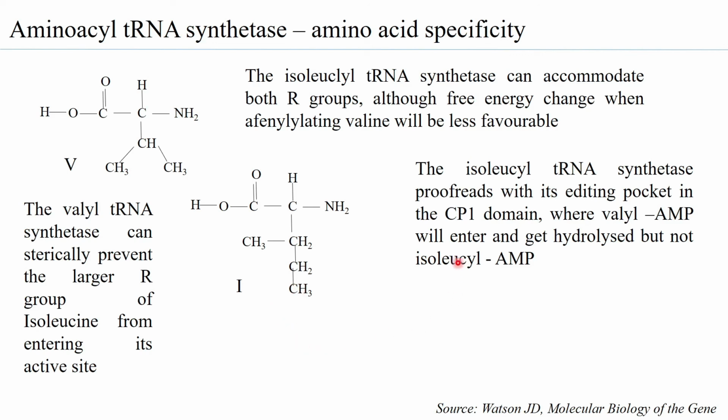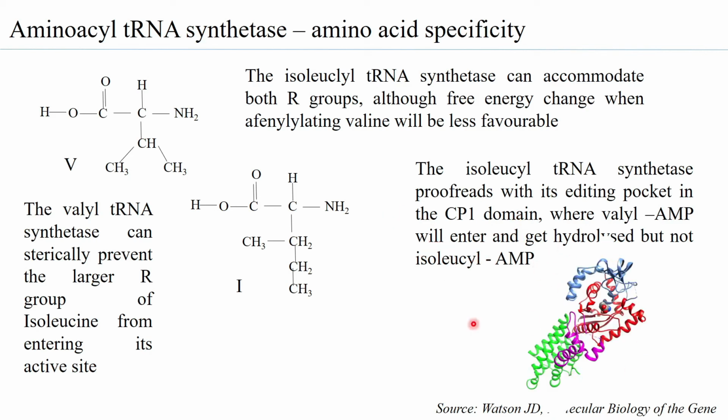So therefore, what is going to happen is the adenylated valine will enter the editing pocket, and once it enters the editing pocket, it is going to get hydrolyzed. But the isoleucyl, once adenylated and present in the active site, cannot enter the editing pocket and will not get hydrolyzed. So that's how the isoleucyl tRNA synthetase, because of the presence of an editing pocket, is able to proofread the reaction that it has carried out. If it has made a mistake, then it can correct it by hydrolyzing the wrong one through the editing pocket.